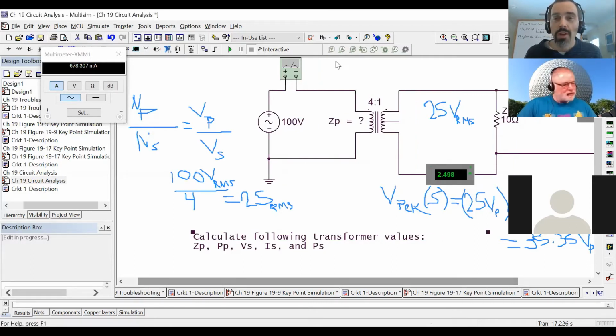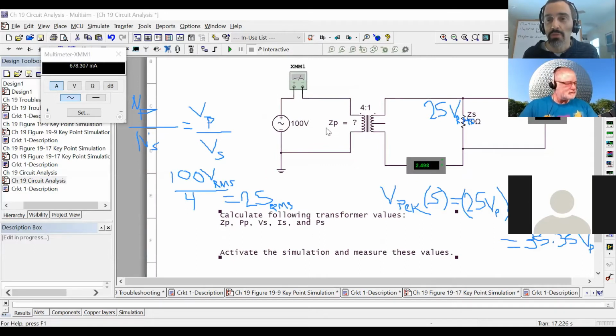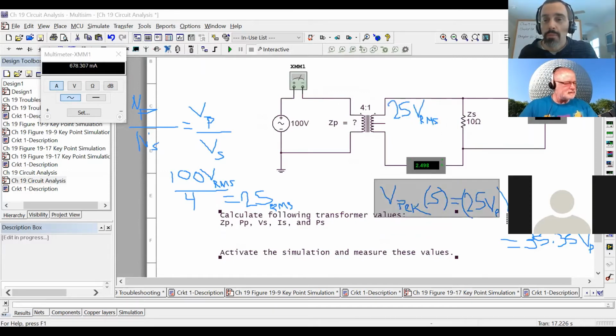Okay, so we got 35. I'm going to put this down, and I'm just going to get rid of this guy. Let me see if I can make this smaller. There we go. That works. And I think I can move some of this over. There we go.